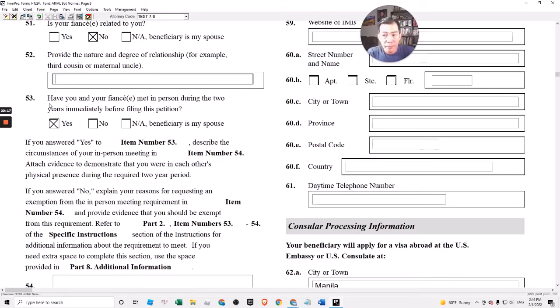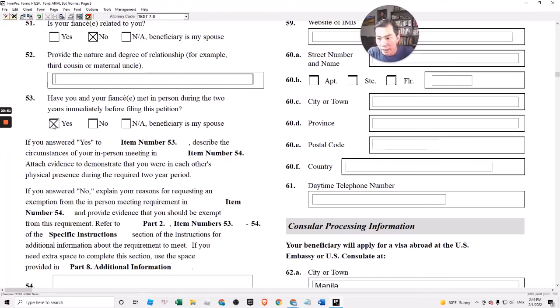And the next question, very important. Have you and your fiancé met in person during the last 2 years? You may know your fiancé. You may have gone to the same college, same high school, same elementary school with your fiancé when you were in the Philippines or Vietnam, 25 years ago. That doesn't count. Today is 2020. In the last 2 years, 2021, 2020, have you met her in person? Have you met him in person? If you haven't, you have to explain.